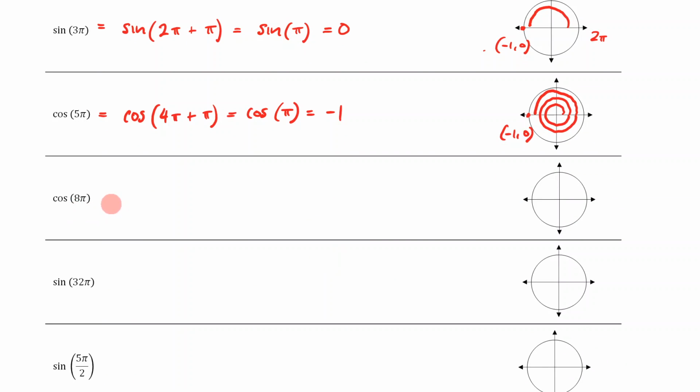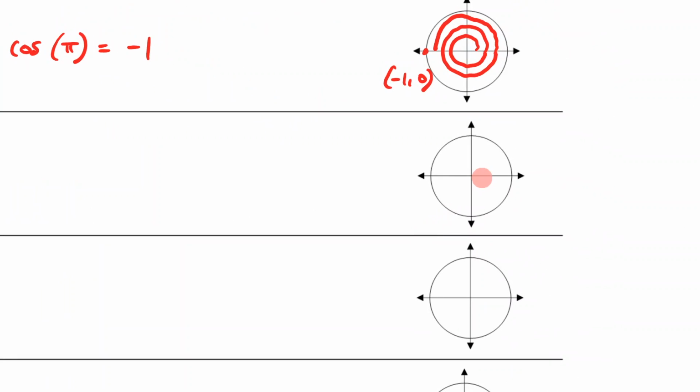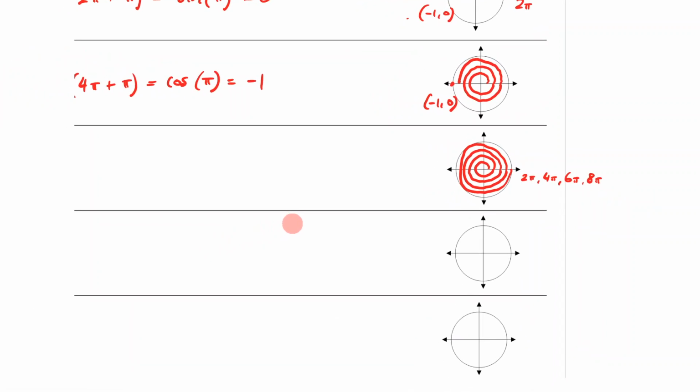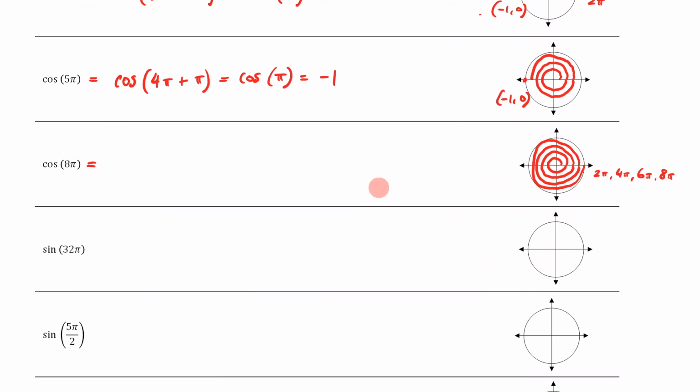What about cos of 8 pi? Well, you might be thinking to yourself, well, 8 pi, if we think about this, and I might even have to zoom in here, I'm going once around to get to 2 pi. I'm going twice around to get to 4 pi. I'm going around again to get to 6 pi. And then I'm going around again to get to 8 pi. So in other words, if I've got an even number there, I know that I'm just going to end up where I began, at 1, 0.